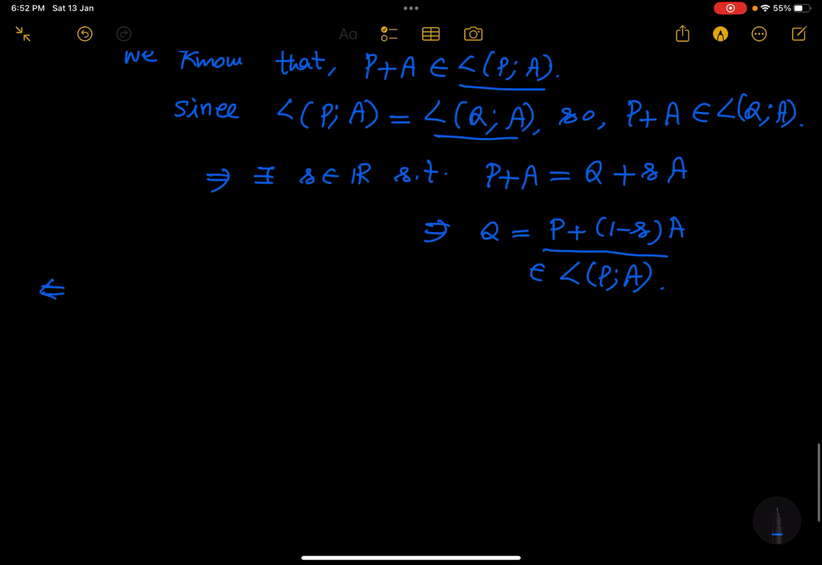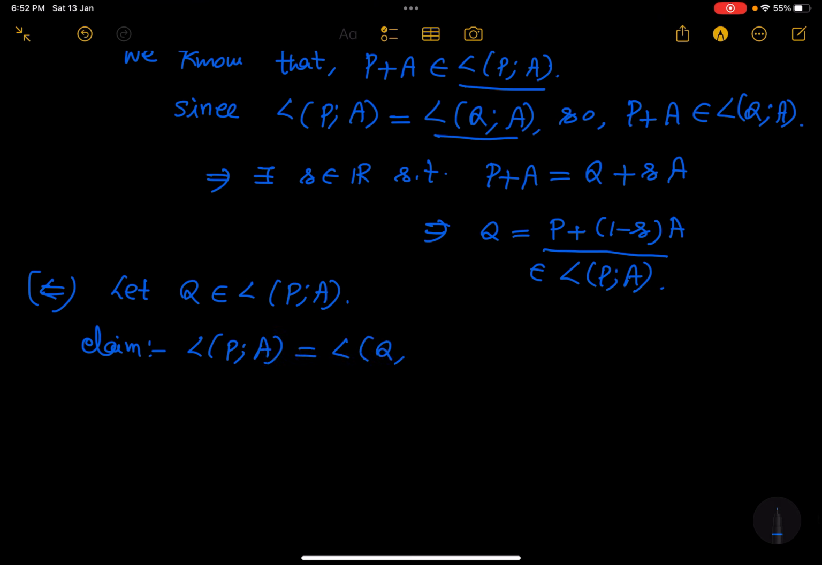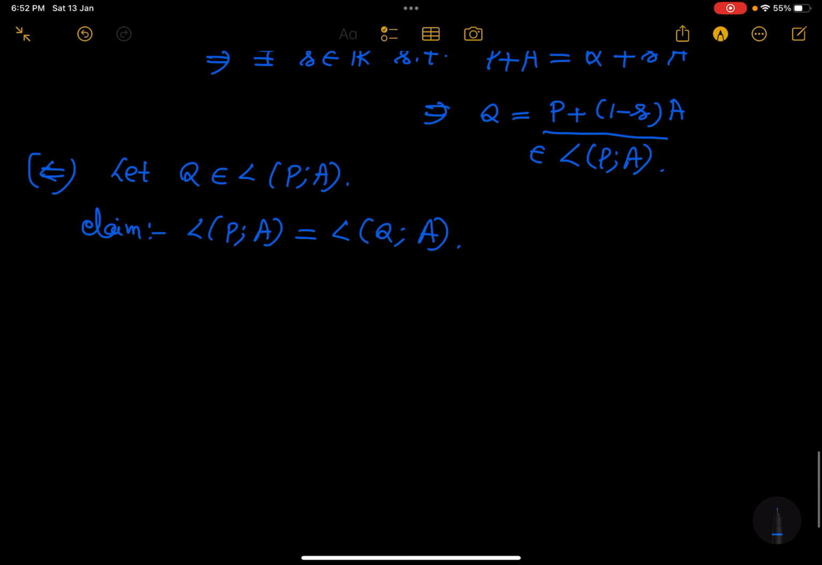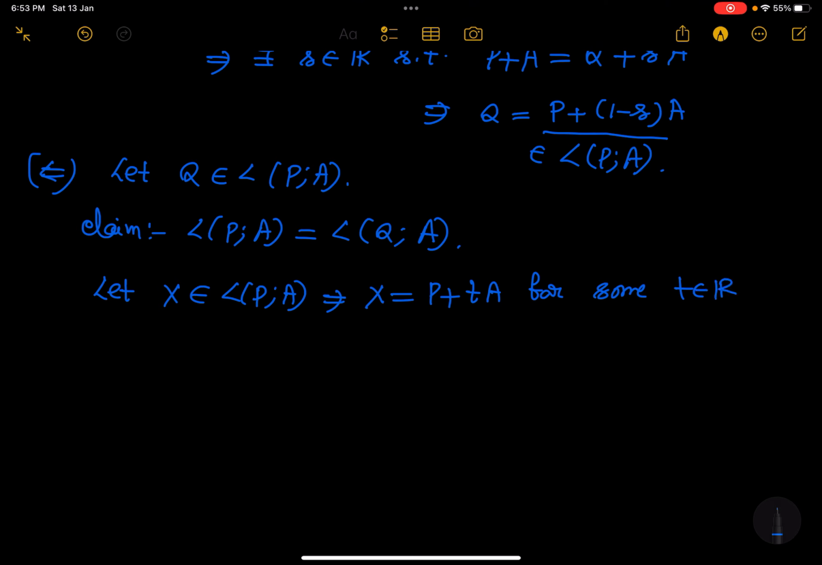Now the other way. Let Q be in L of P comma A. What I claim is that the line through P along the direction of A is nothing but the line through Q along the direction of A. So again, let X belong to L of P comma A. That means X equals P plus TA for some real number T, but Q is in L of P comma A, so Q equals P plus SA, again for some S in R.